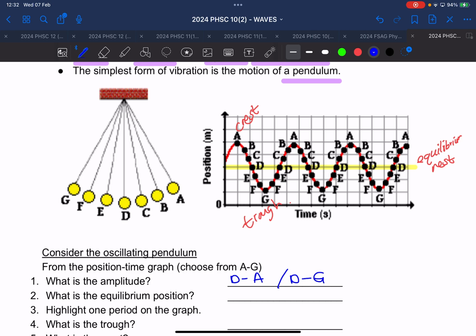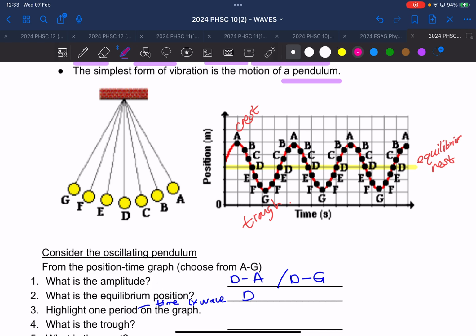And then they ask, now I must think again. I'm going to say Carabello. Carabello, what is the equilibrium position? It is D. Then highlight one period on the graph. What is the period again? It is the time for one wave. So they basically ask highlight one wave.